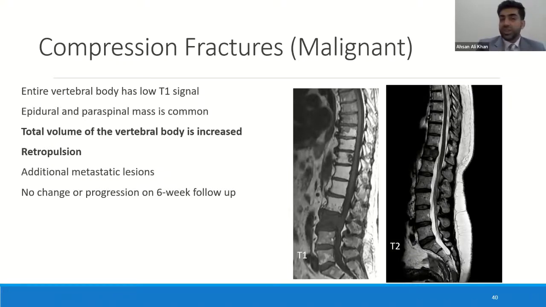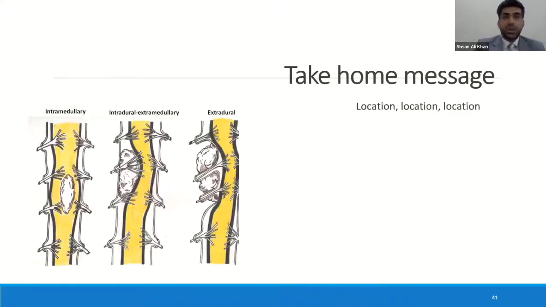And if you are doing follow-up, the signal would not change, or things can even get worse on the follow-up. So these are some distinguishing features, how you can differentiate between the compression fractures which are malignant and which are benign or osteoporotic. So I think, okay, yeah.